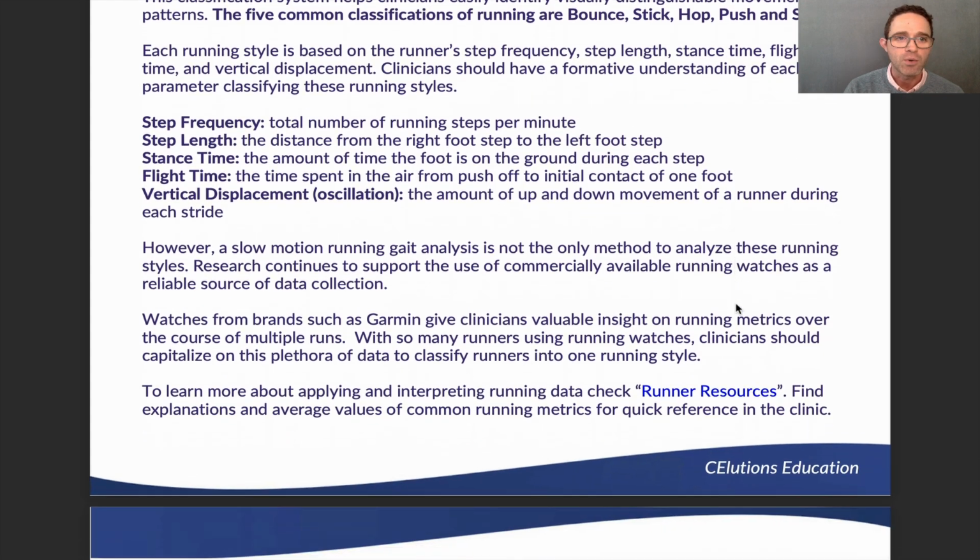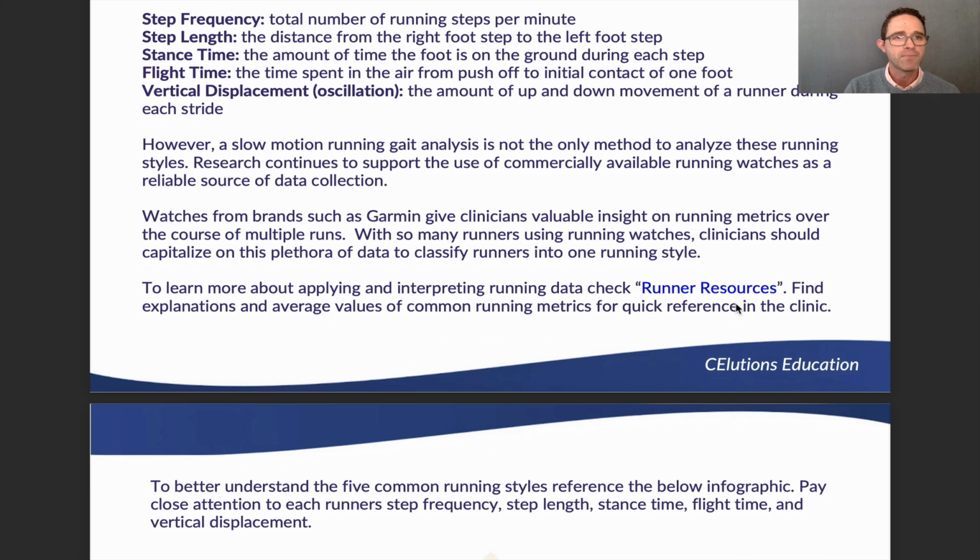And really, we should have a formative understanding of what these gait parameters are and their definitions. So I want to go through and quickly give you a review of what they are. The step frequency is going to be the total number of running steps per minute. The step length is the distance from the right foot step to the left foot step. Stance time is going to be the amount of time the foot is on the ground during each step. Flight time is going to be the time spent in the air from push-off to initial contact of one foot. And vertical displacement or oscillation is going to be the amount of up and down movement a runner has during each stride.